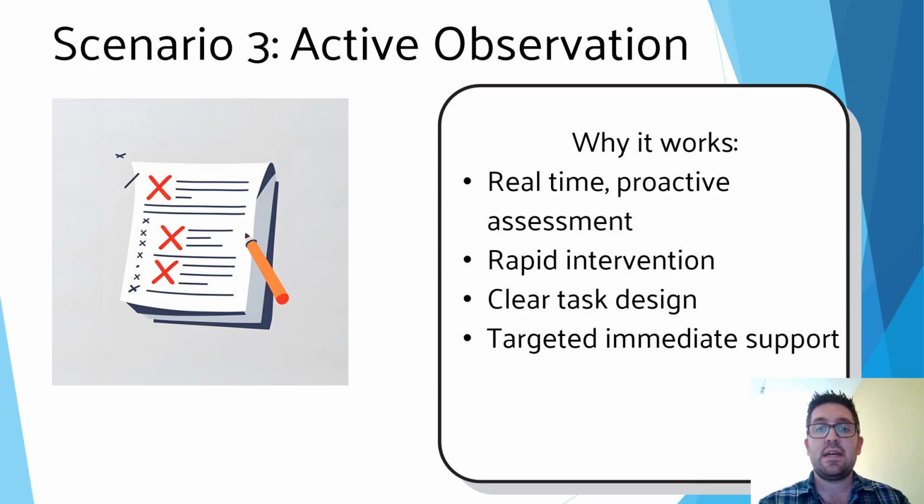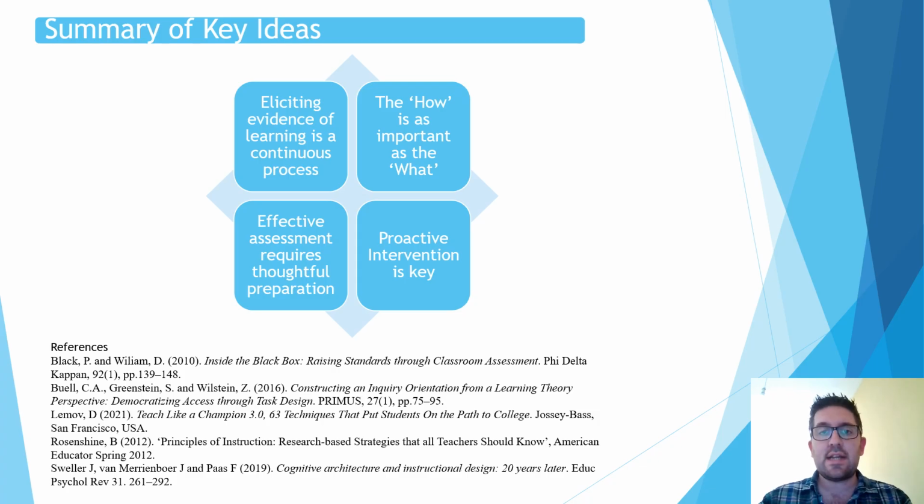Why does this work? This is a powerful example of Lemov's active observation technique and Black and Wiliam's emphasis on real-time formative assessment. The task itself is designed as a multi-step procedure that makes pupils' thinking visible, as per Bell, Greenstein and Wiliam. Mr. H is actively eliciting evidence of a specific error in real time by observing the steps of the process instead of waiting for a final product. He has identified a shared error and intervenes immediately, preventing those misconceptions from becoming embedded, fulfilling the core purpose of formative assessment.